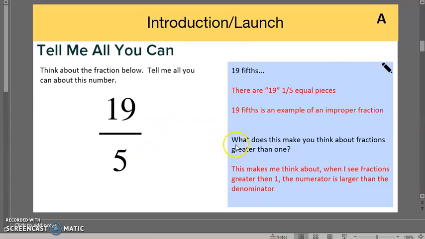The next prompt is, what does this make you think about fractions greater than 1? This makes me think about when I see fractions greater than 1, the numerator is larger than the denominator. We're going to be moving on.